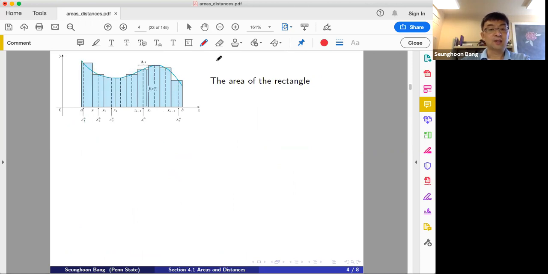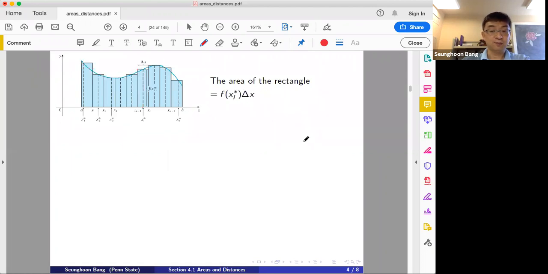The area of a rectangle is exactly the width times height. What's the height here? We think about this one. So this one is exactly delta x here, delta x times the height. The height is the function value at xi star. Here we have the function value at xi star, f of xi star. So the area of a rectangle is f of xi star times delta x.